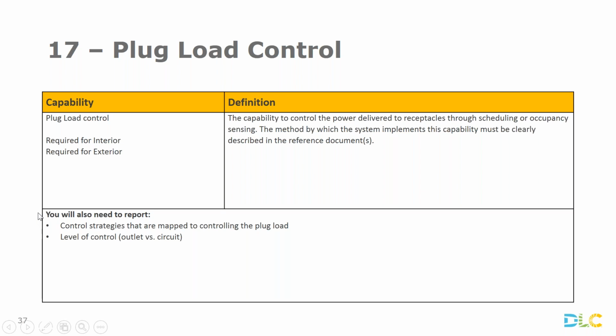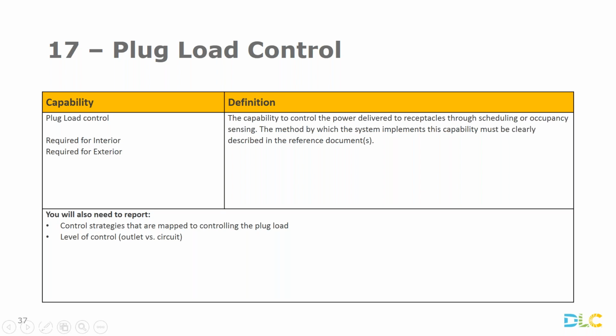For plug load control, I apologize, I believe I made a mistake on this slide. I'm pretty sure it's not required for interior or exterior. It's reported. I'll double check on that, and my apologies again. This is the ability, with data collected by the lighting system, either scheduling or occupancy, to control power being delivered to plug load receptacles.